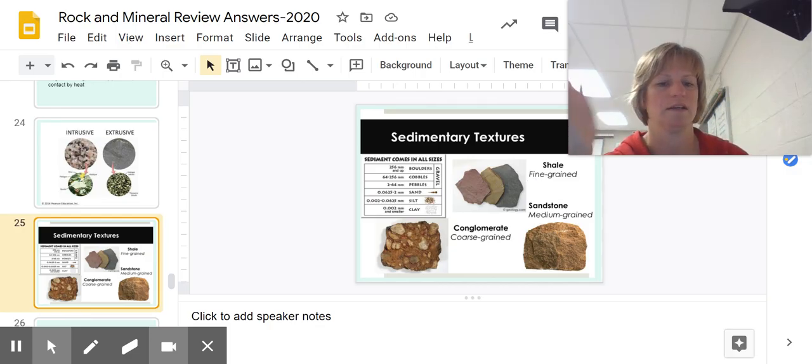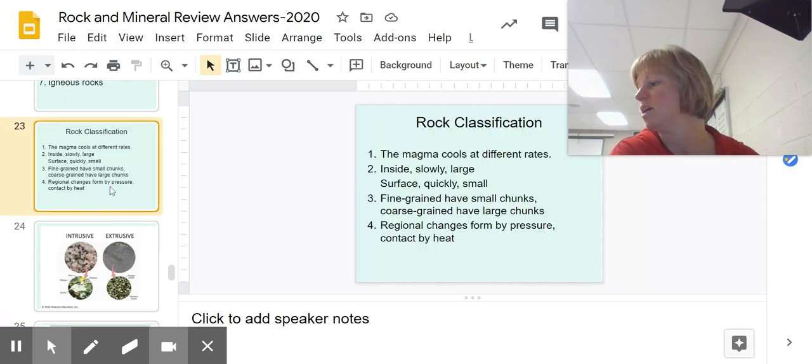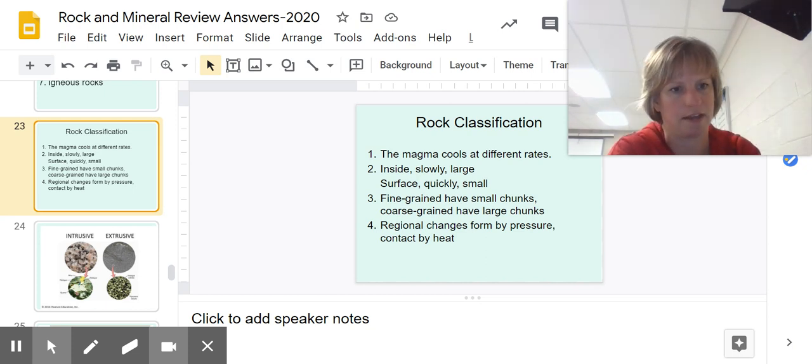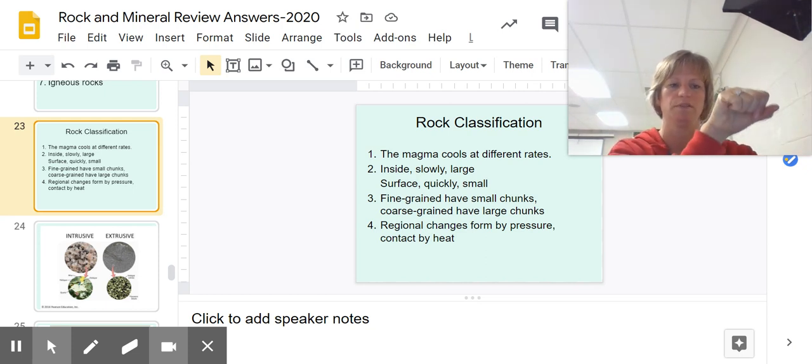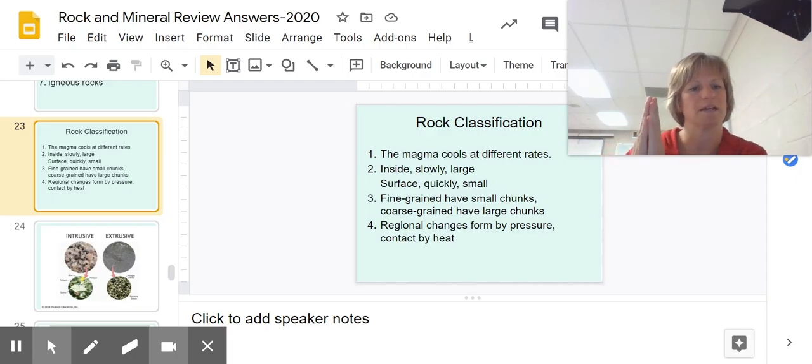This is fine grained, and sandstone is technically a medium grained, but we really are focusing on coarse versus fine grained. And then finally, in rock classification, what is the deal with metamorphic rocks? How are they classified? So igneous, we have intrusive, extrusive. Sedimentary, we have fine and coarse grain.